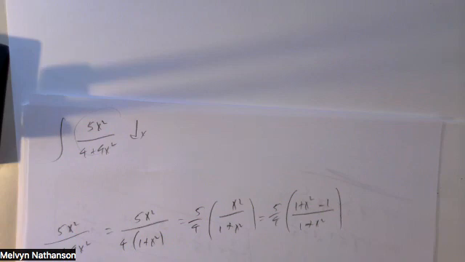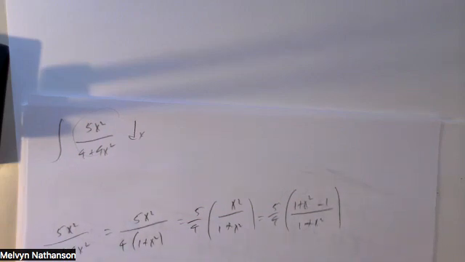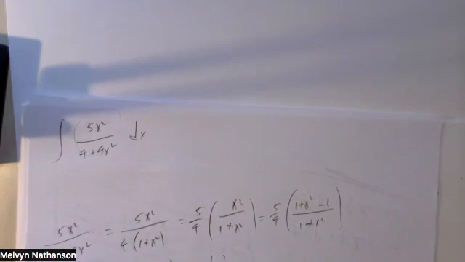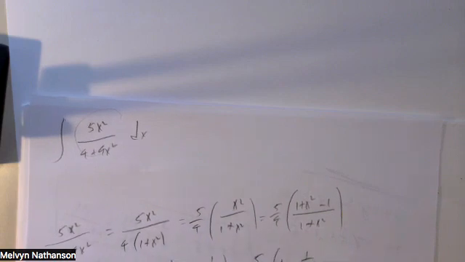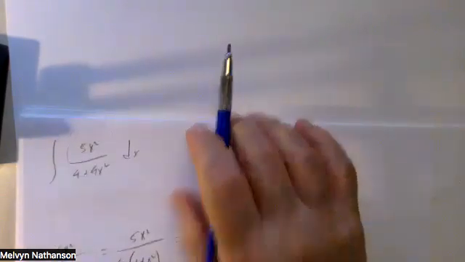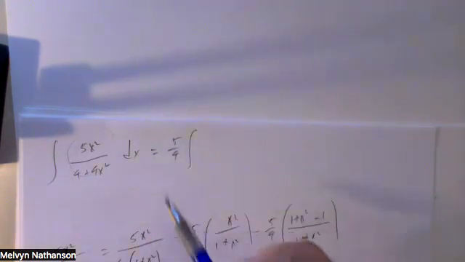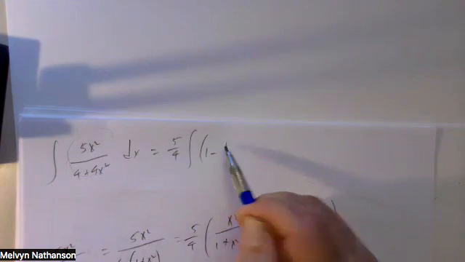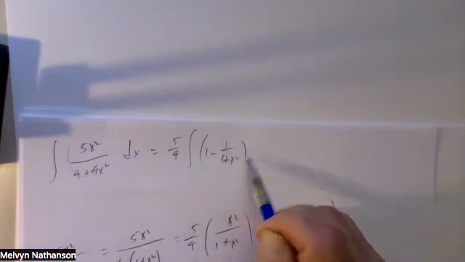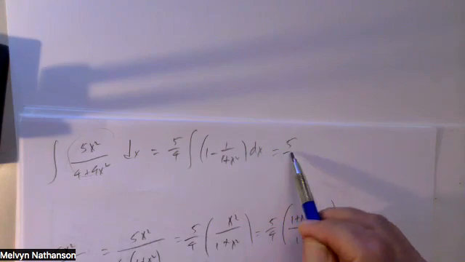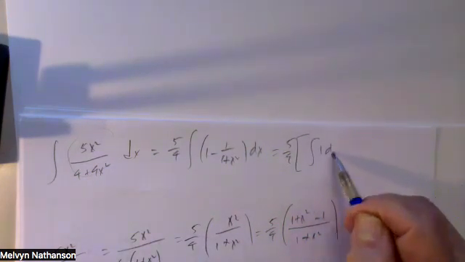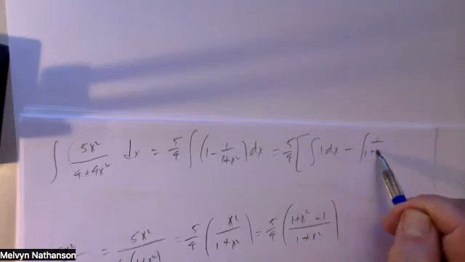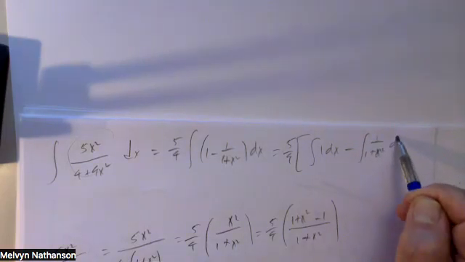So this is 5/4 times (1 plus x squared) over (1 plus x squared) minus 1 over (1 plus x squared). And this is just 1. This is 5/4 times 1 minus 1 over 1 plus x squared. So I can write this function as this. I can take the 5/4 outside the integral sign. This is 5/4 the integral of 1 minus 1 over 1 plus x squared dx. So that's 5/4 times the integral of 1 dx minus the integral of 1 over 1 plus x squared dx.